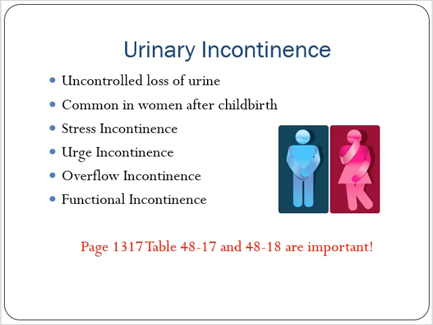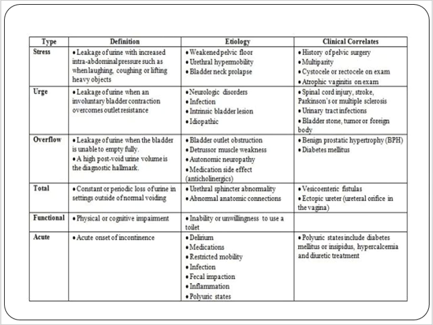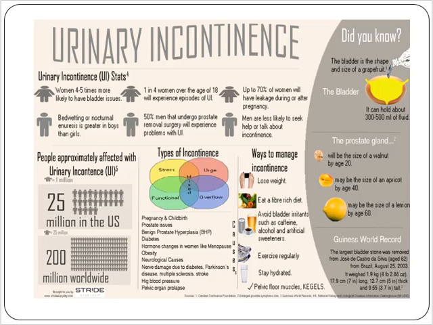Please review page 1317, table 48-17 and 48-18 because you will see one or two test questions on midterm B about urinary incontinence. This chart just shows you the various types of urinary incontinence: stress, urge, overflow. Again, 1 to 2 test questions will be coming from the chart in your textbook, but this chart is also useful. These are just a few stats on urinary incontinence.